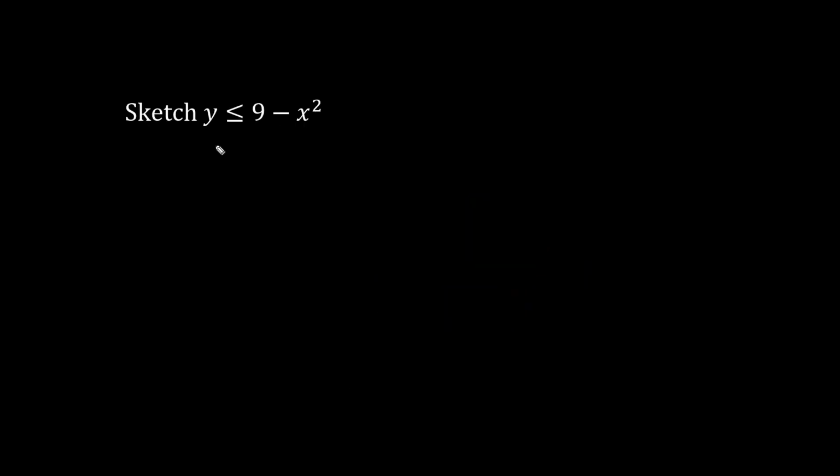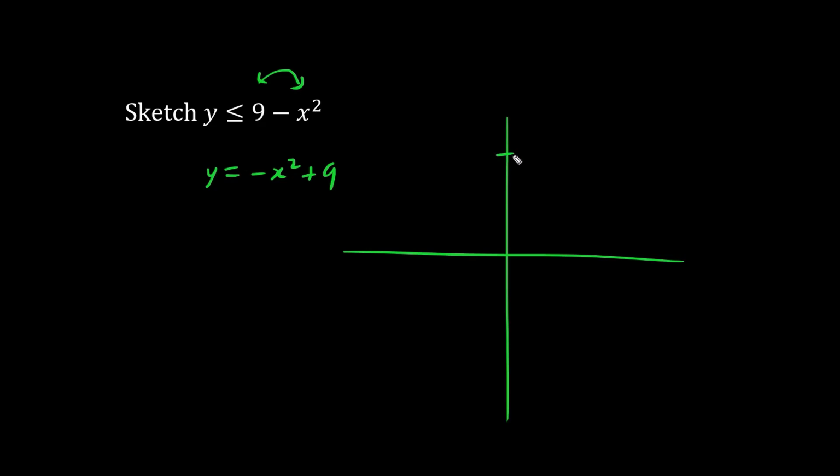Let's now sketch this quadratic inequality. When focusing on y equals negative x squared plus 9, we just rearrange this. We know this is a sad face quadratic. Shift it up 9 units. So we write 9 here, and it looks like this. And for this inequality statement, we include the equal sign, so this line indeed remains solid.